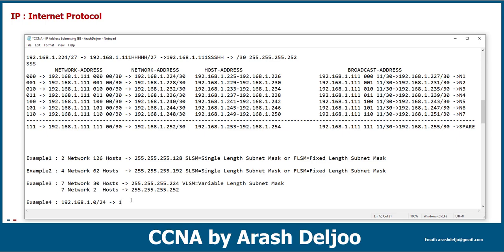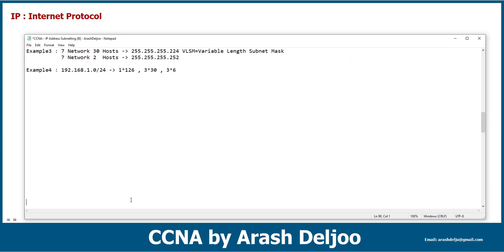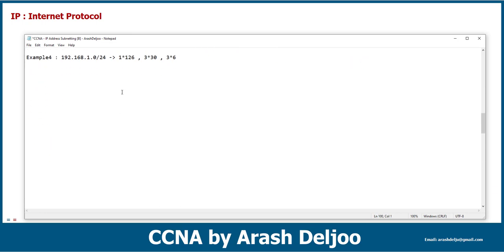We need one network. Let me write here one network. Okay, we need one network with 126 hosts or PCs, and also we need 3 networks with in each network 30 PCs, and after that for example we need again 3 networks. In each network we have 6 PCs. Okay, these are our requirements. Let me start solving or designing these networks.